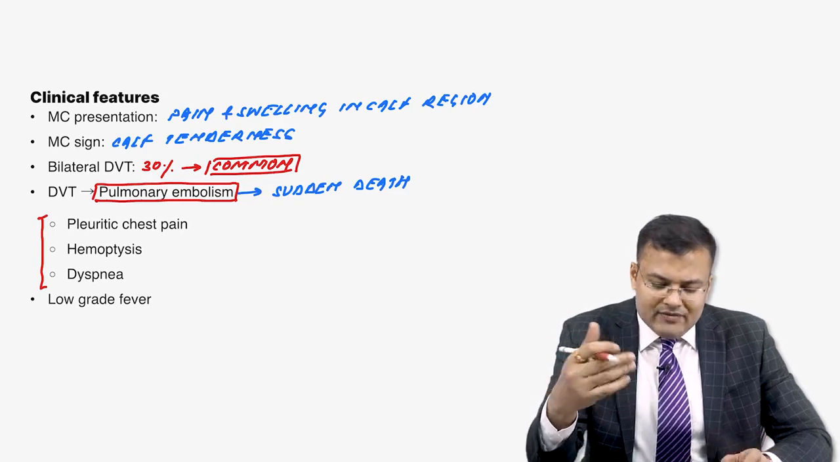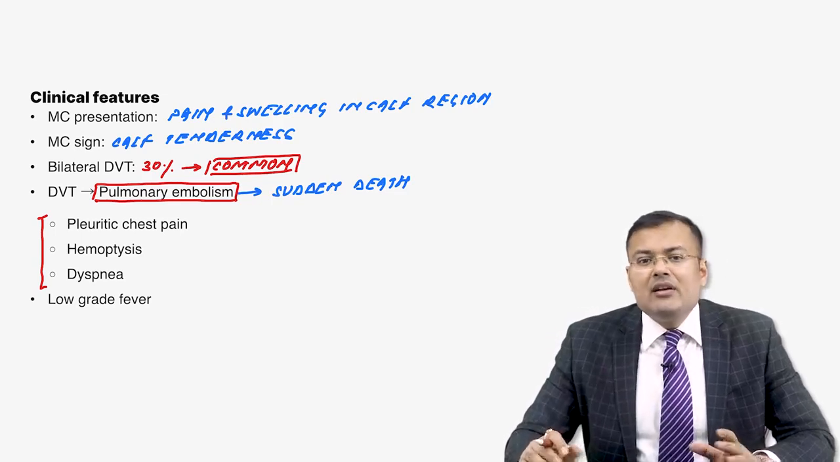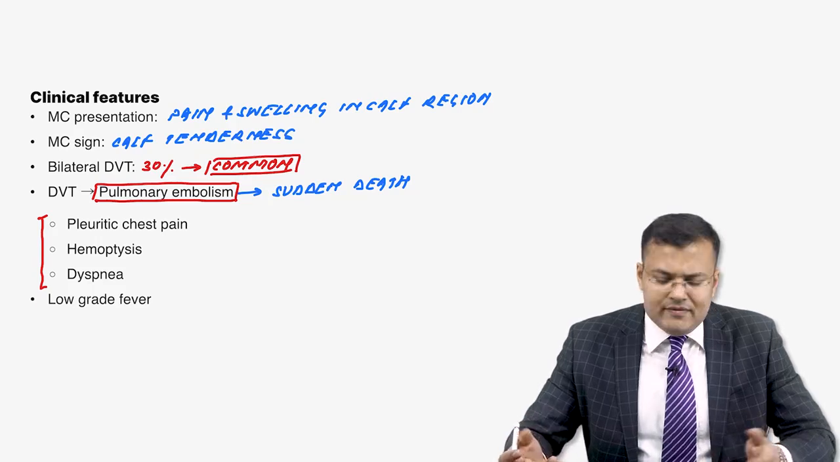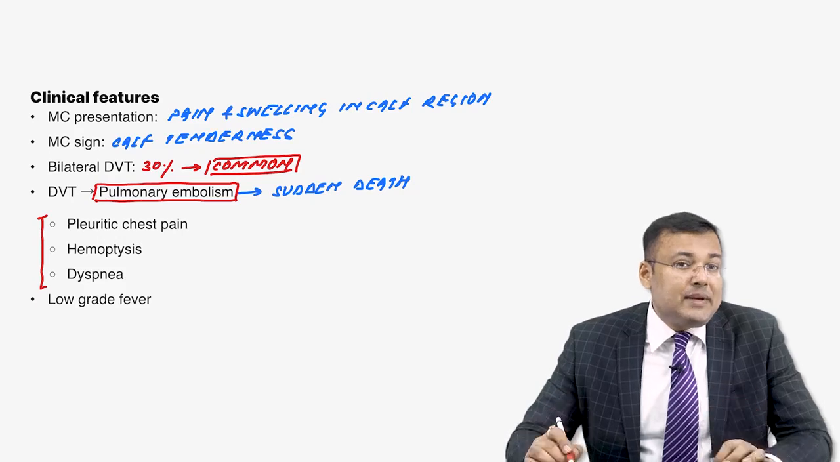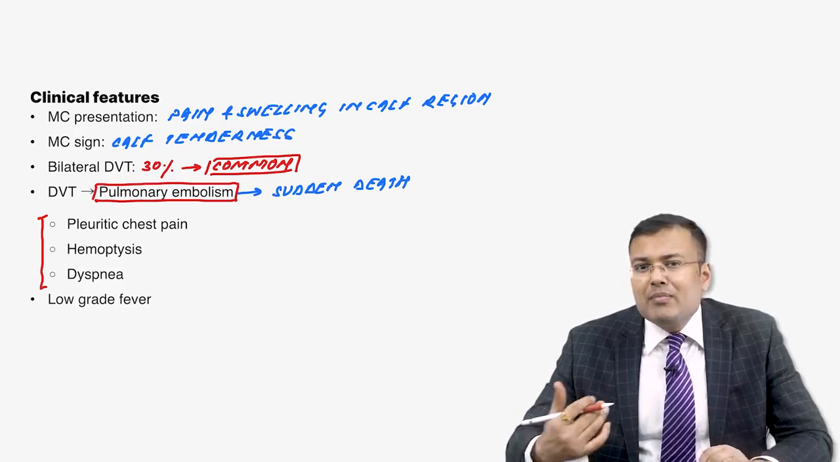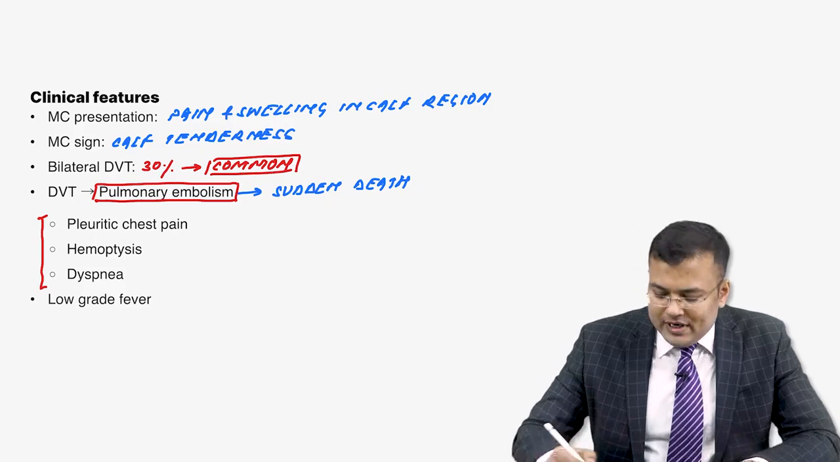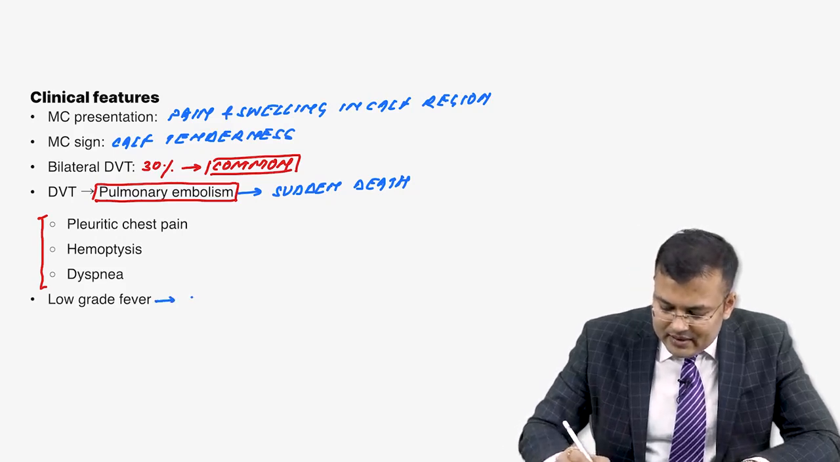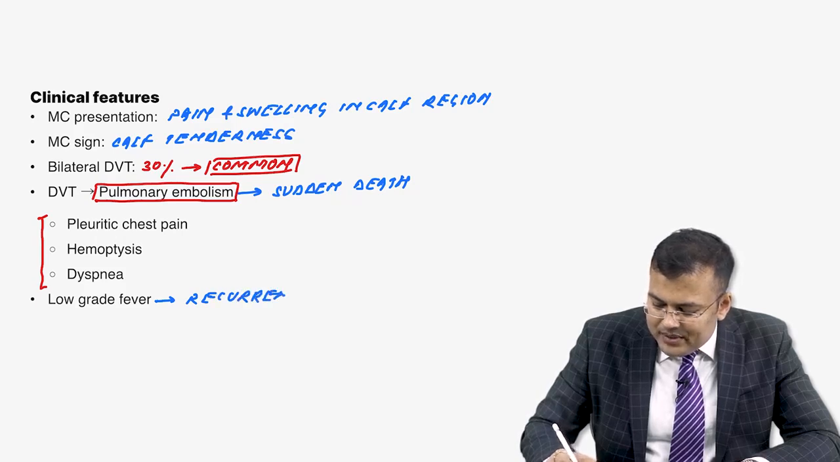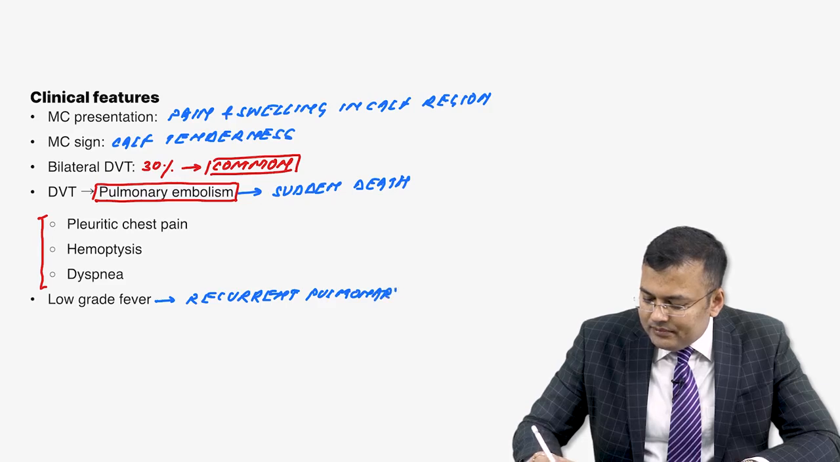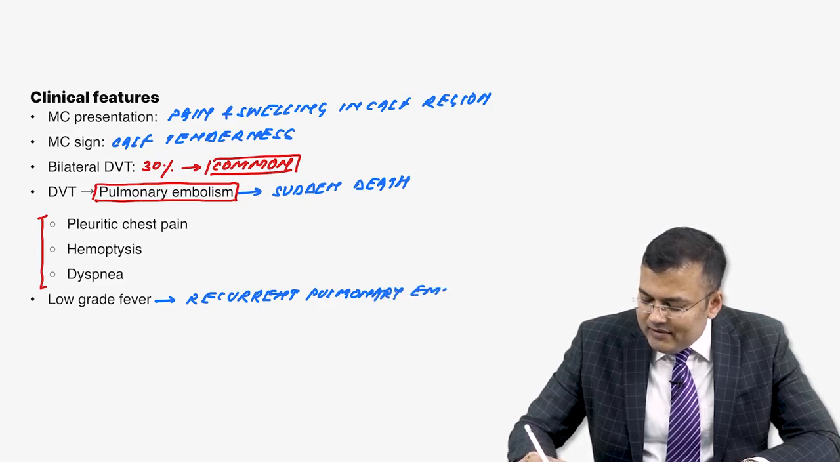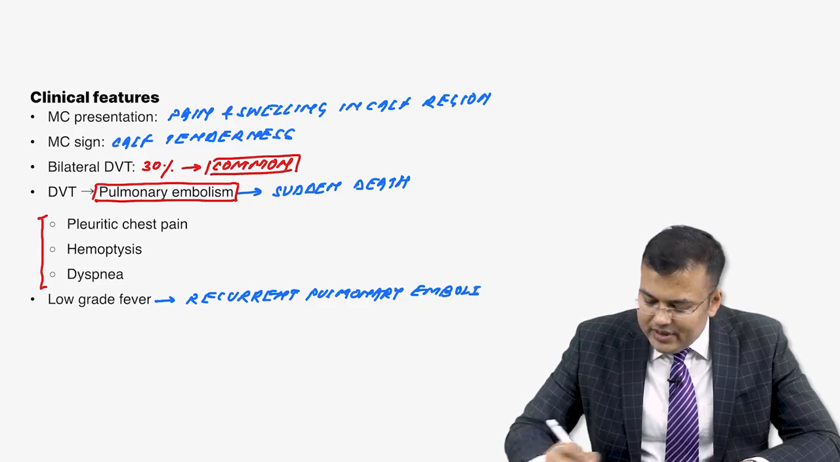Some patients after DVT start having low grade fever. Why is there low grade fever? Low grade fever is an indirect evidence, typically seen in patients who are having recurrent pulmonary emboli. Clear?